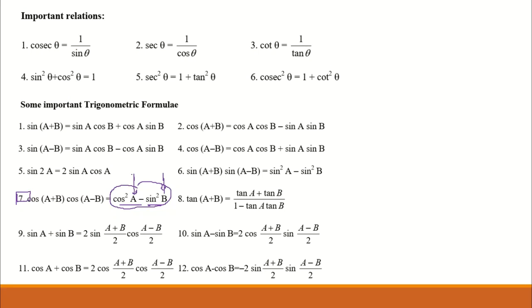Next, similarly the formula number 6, which is sin square a minus sin square b. Next, if it is a plus b then plus will come and both are opposite: sin a cos b plus cos a sin b. If it is a minus b then minus will come: sin a cos b minus cos a sin b. But if it is plus in the cos formula, it will be minus, and cos A cos B similar, sin A sin B similar. If it is minus, then it will be plus: cos A cos B similar, sin A sin B similar to this.